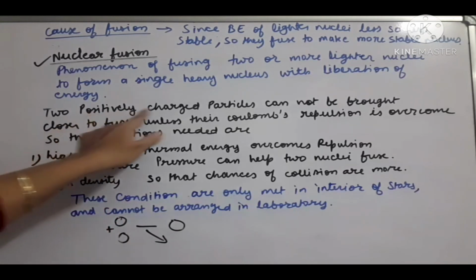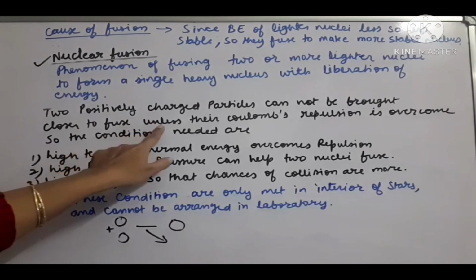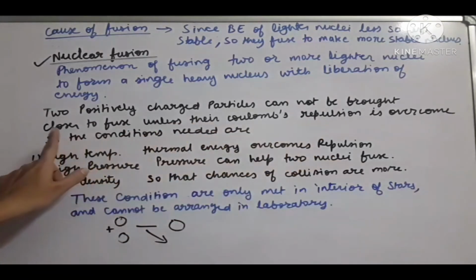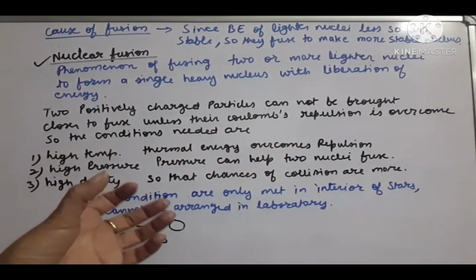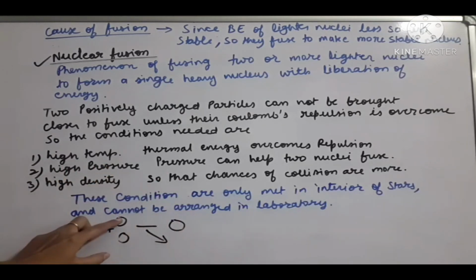Two positively charged particles cannot be brought closer to fuse unless their Coulomb's repulsion is overcome. So the problem is they cannot come closer because they will repel each other. The proton of hydrogen and the proton of another hydrogen will always repel each other. So what should we do so that they come close to each other?